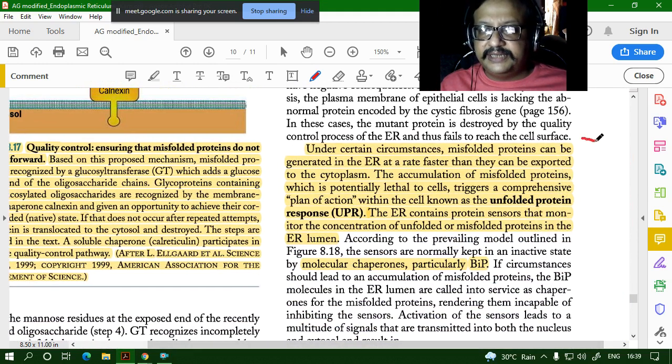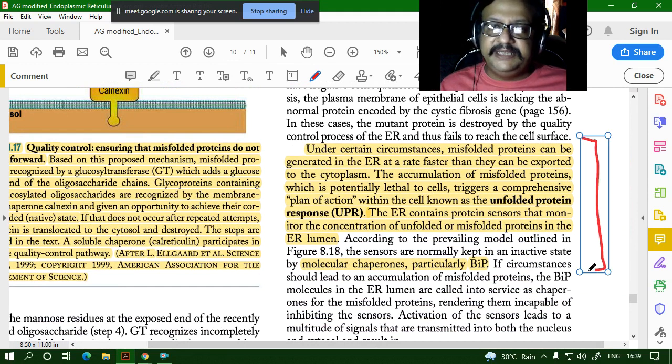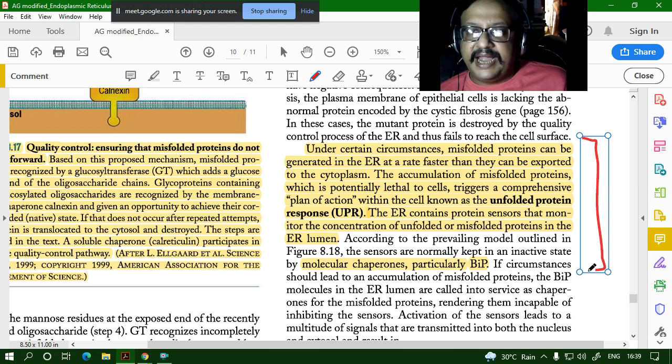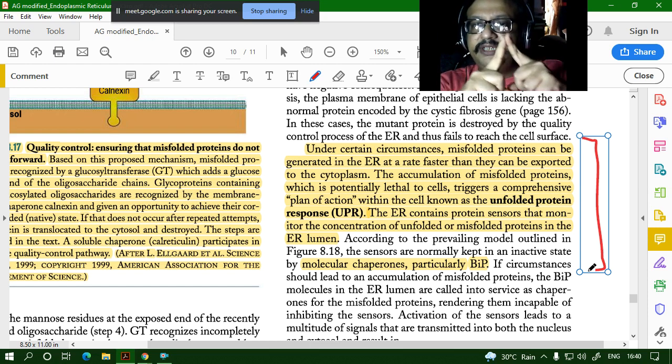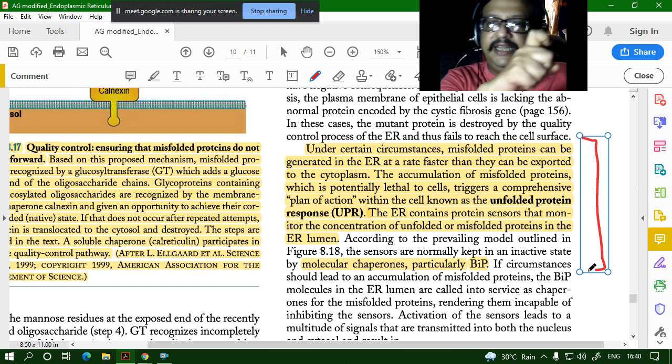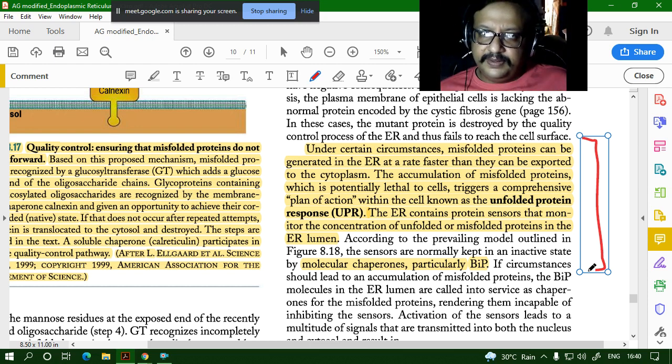Under certain circumstances, misfolded proteins can be generated in the endoplasmic reticulum at a rate faster than they can be exported to the cytoplasm. The accumulation of misfolded proteins is potentially lethal to the cell, and it triggers a comprehensive plan of action within the cell, known as the unfolded protein response, or UPR. Suddenly, if the temperature of the surroundings increases, the proteins being synthesized inside the cell start to denature and misfold. This is supposed to attach to this, but instead it attaches separately like this. So the protein will not work. It has to fold properly in order to function.